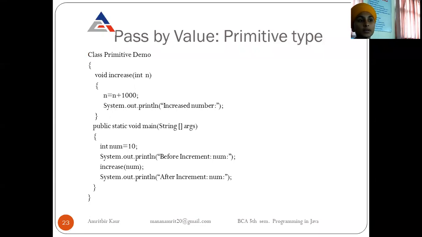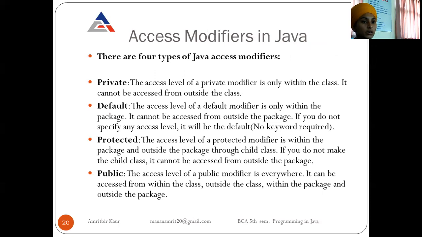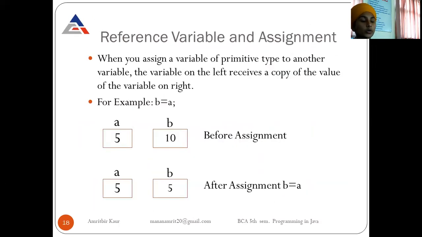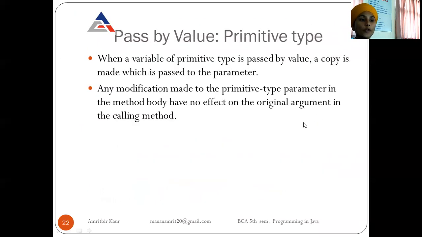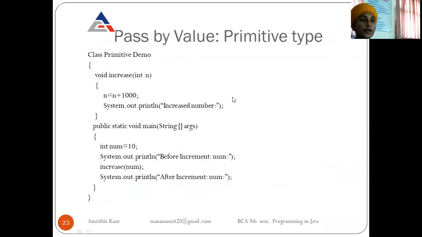So here is an example, but before discussing the example, I will show you the diagram. I already showed it, but again I show you. Here, before assignment and after assignment, two different variables are referring to different locations. So if we modify the value of B, it will not affect the value of A. So now let us see how we can pass a value of a primitive type with the help of an example.